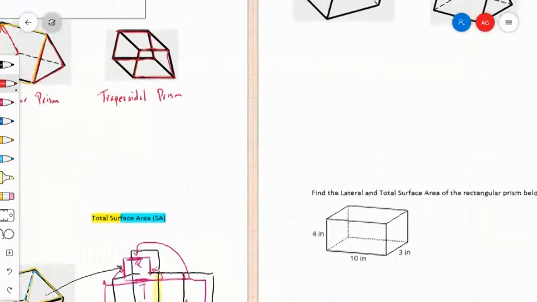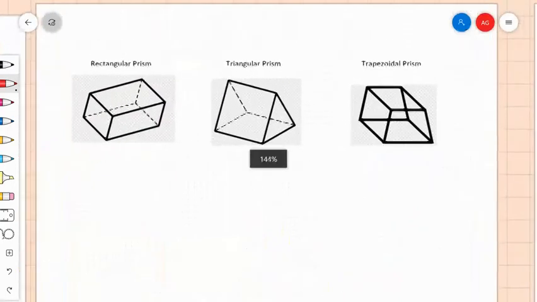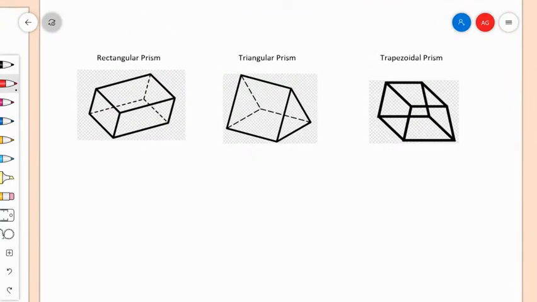Now let's talk about the actual formulas for a rectangular prism, triangular prism, and trapezoidal prism, and then we'll do some examples. Starting off with the rectangular prism, we have the base being a rectangle. I have my lateral area, which is just perimeter times h, where h is the height of the prism, the distance from one base to the other base. And then my total surface area is my lateral area plus the area of the two bases.